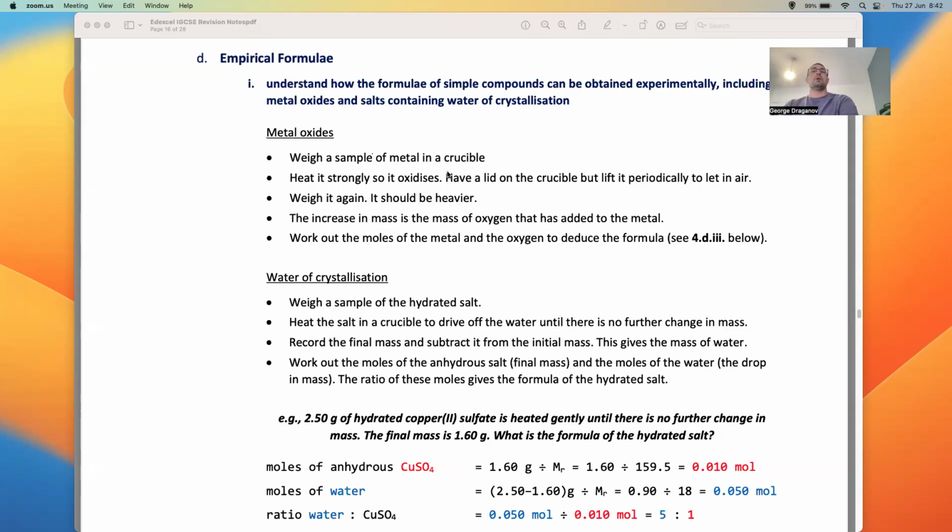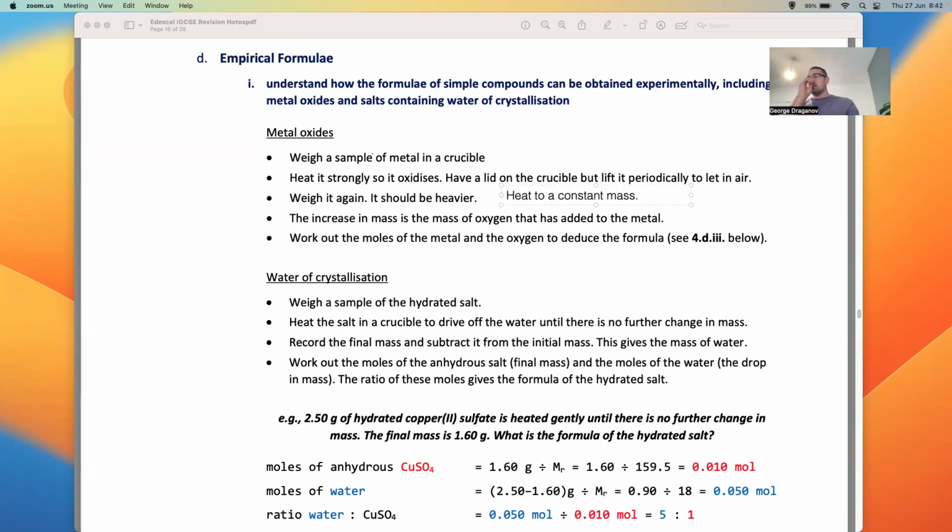However, you don't know the experiment's finished. So what you do is you heat it again and again and again, and keep checking the mass. When the mass is constant and stops changing, that's when you know the experiment's done. So heat until a constant mass is achieved. It's one of the key phrases here. So heat to a constant mass.